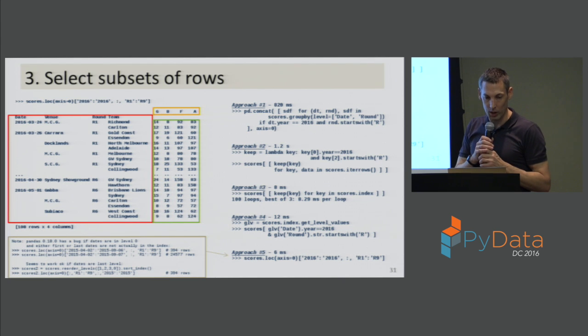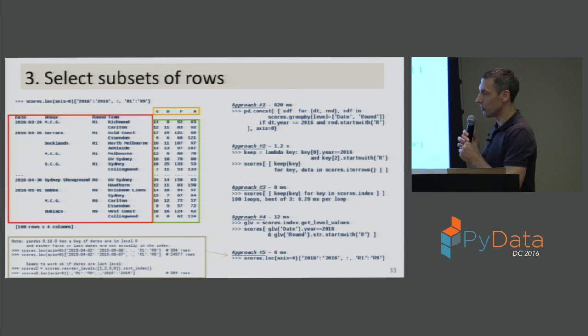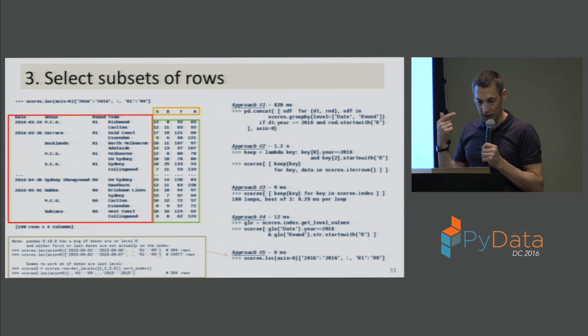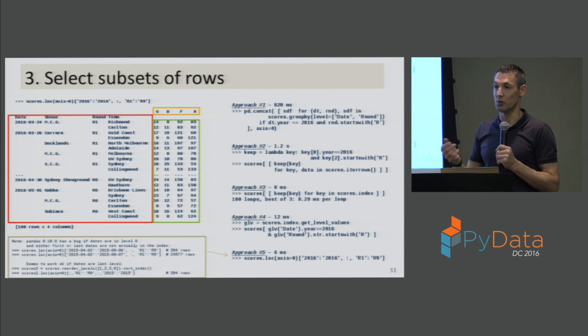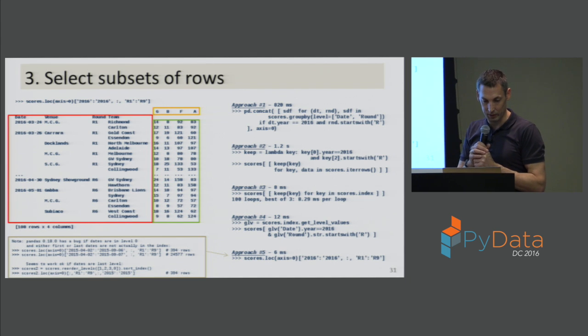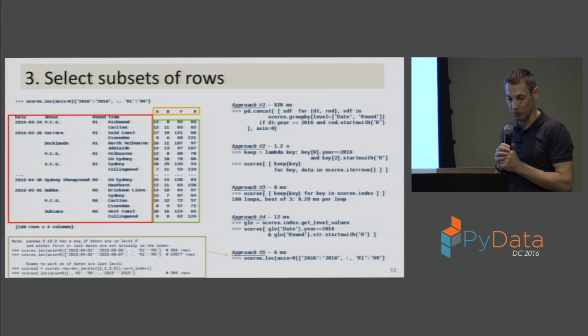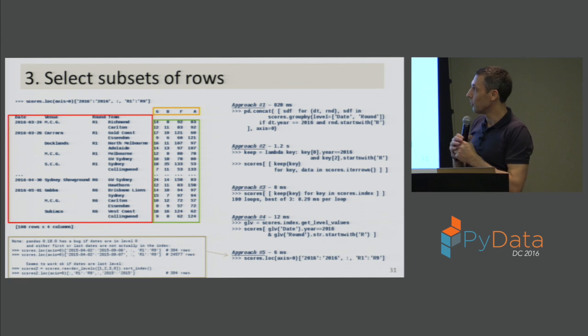Now, what we want to do for building our ladder for the championship is to select some subsets of rows, and we want to take results just from 2016, and we want to take just results from the round robin tournament, which have round names beginning with R. We have other ones like the grand final, semi-final, and so on, GF and SF, but by selecting ones that begin with R, we just get the normal games. So that's the type of selection operation that we would like to do. Here are 5 different ways of doing it.